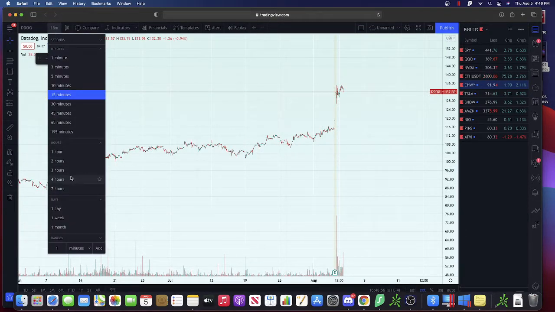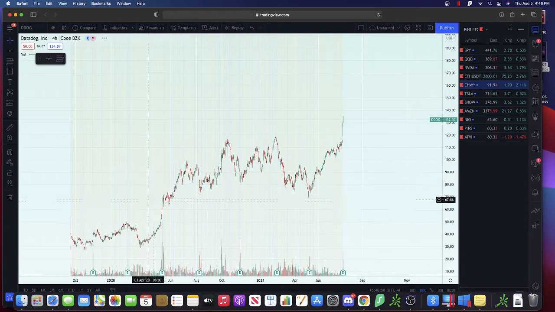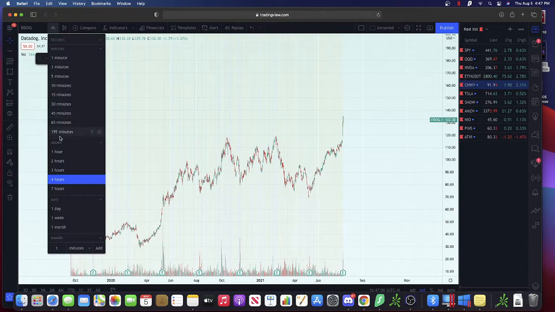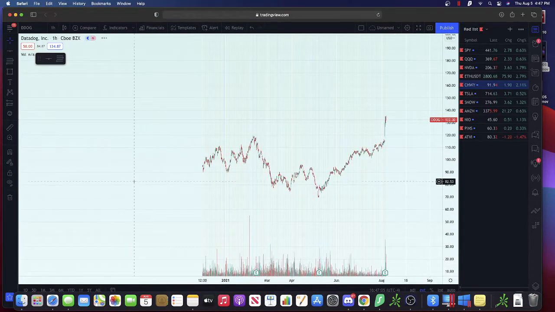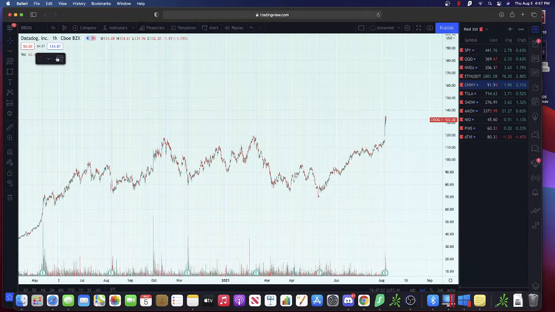Whenever I'm looking at charts, I first look at bigger, higher time frames to see general trends. Then I'll go down to smaller time frames to see trends there. You see how we saw it was going up, but here it looks like it's trading pretty sideways locally.